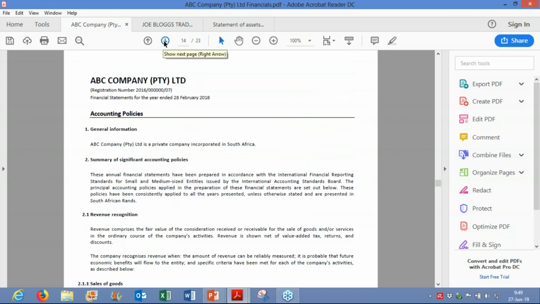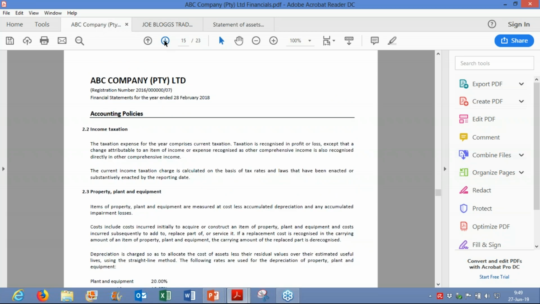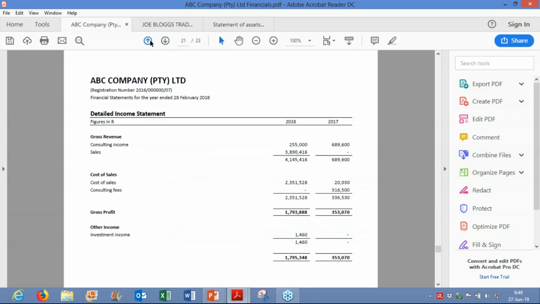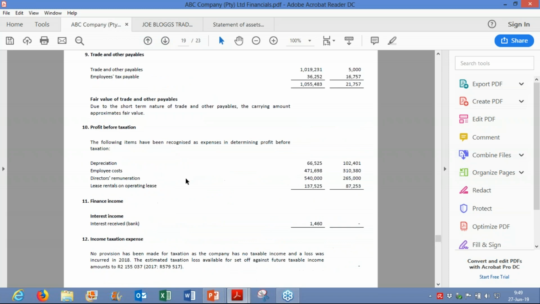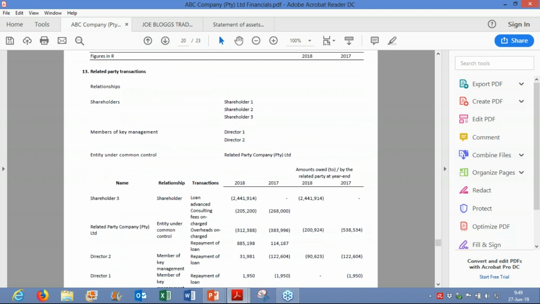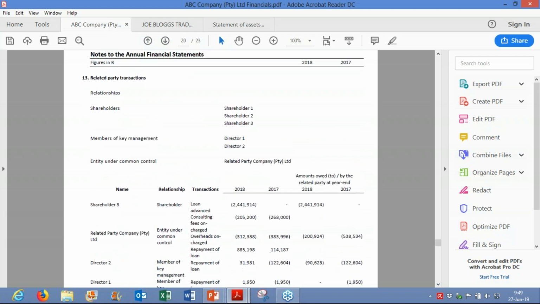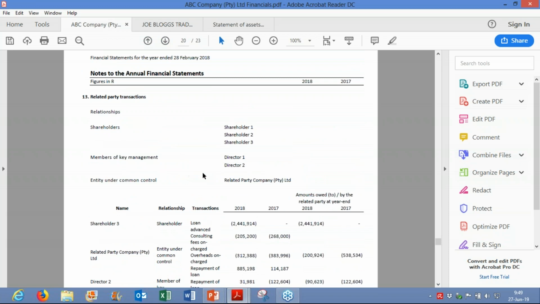The other thing I want to highlight on the financial statements before I look at a few specific extracts is right at the bottom, this thing that they call related party transactions. Now, this is a note that is specific to IFRS for SMEs. It's required by the accounting or financial reporting framework.